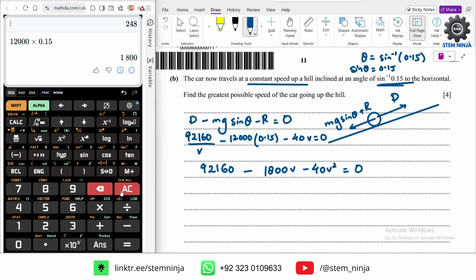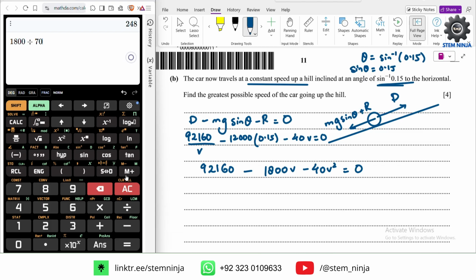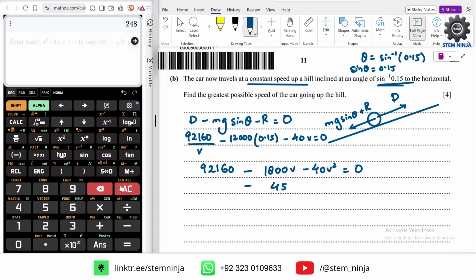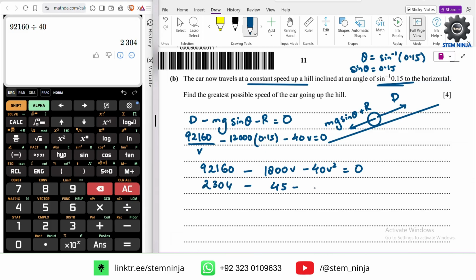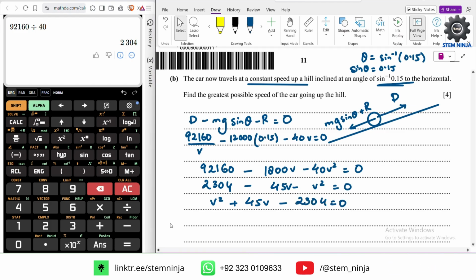This has now become a quadratic equation, so 1800 divided by 40, 45, and 92,160 divided by 40, 2304. So V squared minus 45V minus 2304 equals 0. Now this is a quadratic equation. We can rewrite it as this.